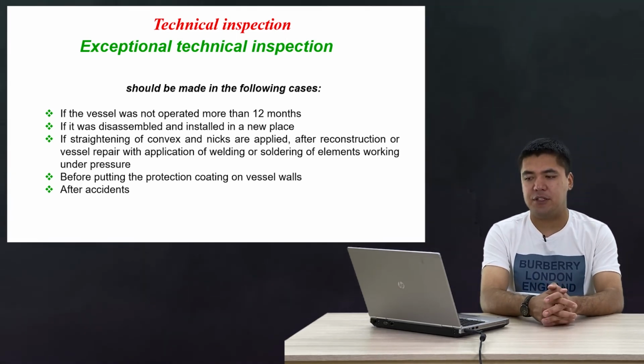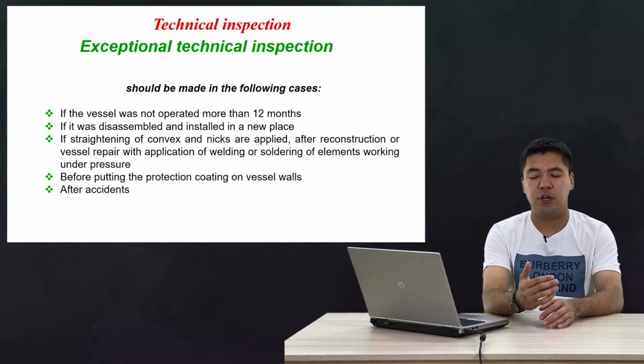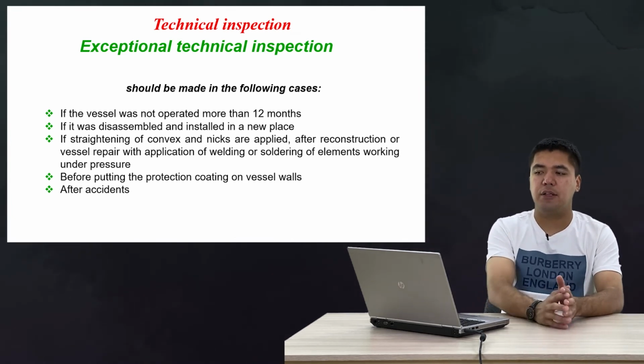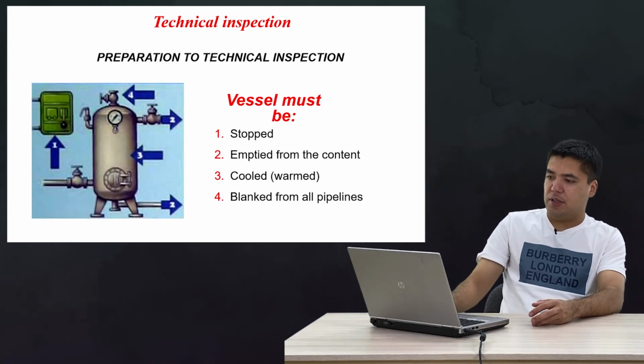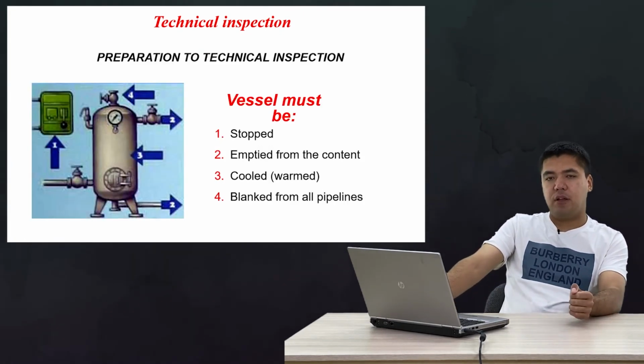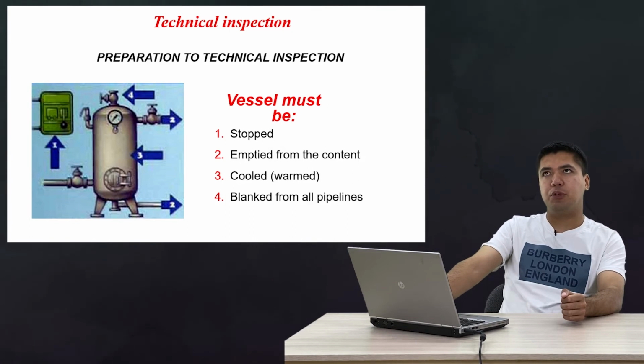Then if straightening of convex parts and nicks are applied after reconstruction of the vessel, or repair with application of welding or soldering of elements working under pressure. Then before putting the protection coating on vessel walls, and also after accidents, we need to require and provide technical inspection again. And one of the safety requirements when we provide technical inspections is that we need to stop the equipment, fully stop the equipment.